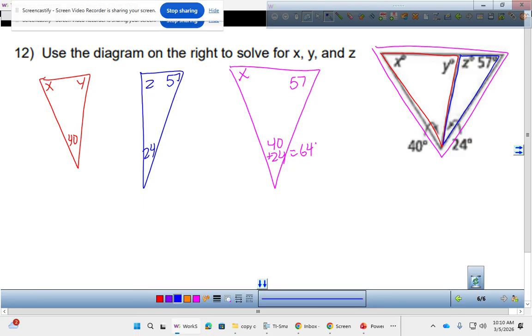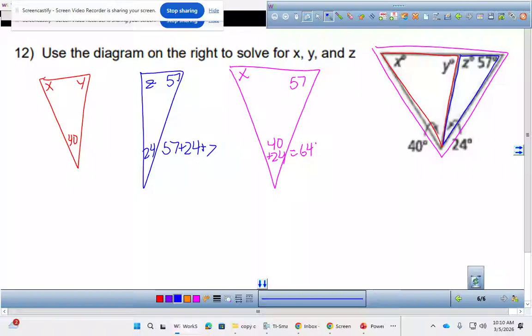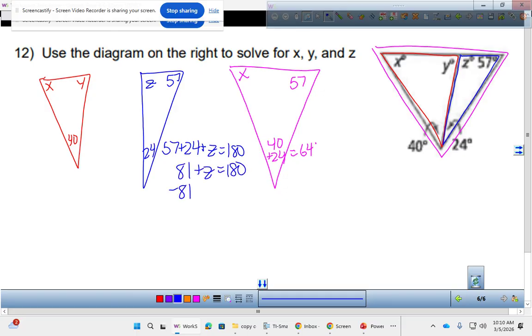So I'm going to start at blue. I know that the three angles inside of a triangle add up to 180 degrees. So I can set this up. I can combine my like terms, and just work my way through the problem to solve for z. And that's 99 degrees. So I've got z.